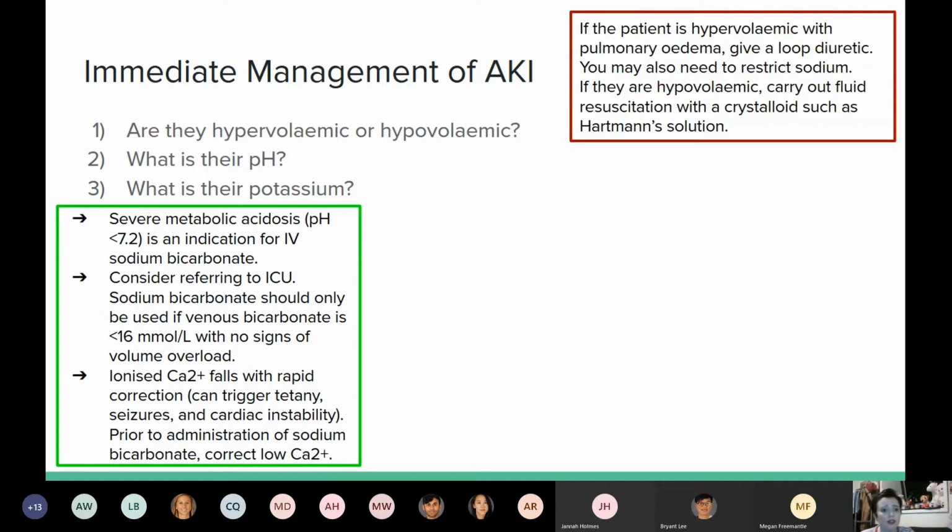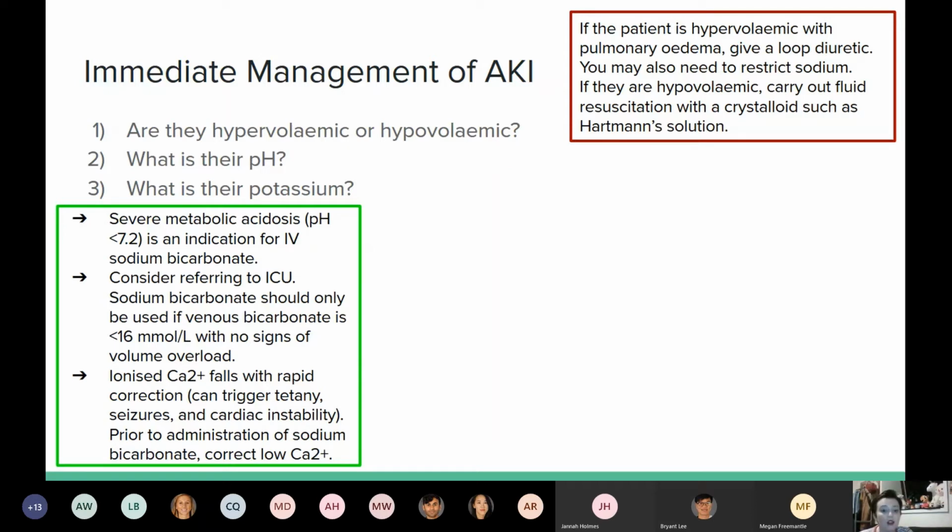Consider putting them in intensive care for closer observation. The sodium bicarb should only be used if venous bicarbonate is low as well. You don't want to just give them more bicarbonate if they've already got a lot in their system and it's not helping. And you don't want them to have signs of volume overload either. So there are lots of considerations here.